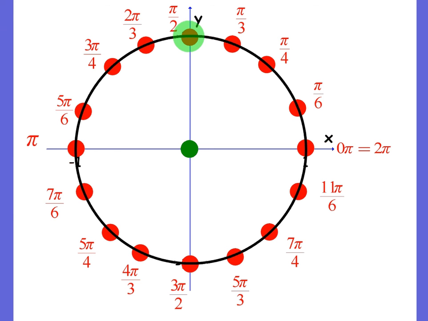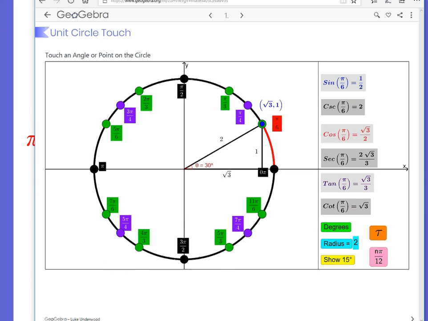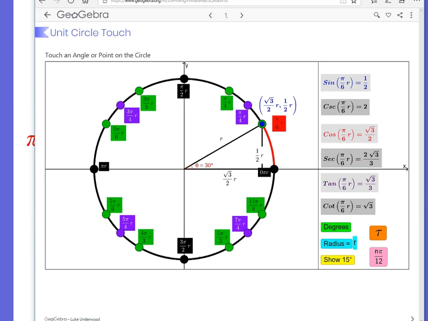Anytime you want to convert from radians to degrees, just replace pi with 180. Again, this actually means pi radians. I don't know if I have the unit circle labeled like that. We can go back up to our unit circle app, though. Let's go to radians. Let's change our units to R. So this is what it would look like in terms of radians.